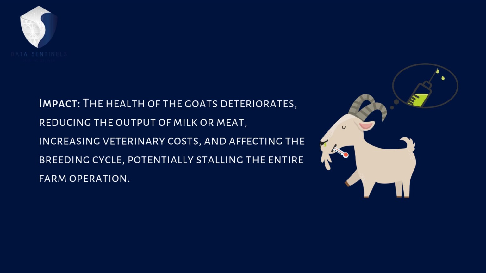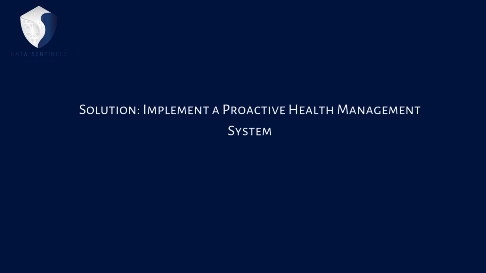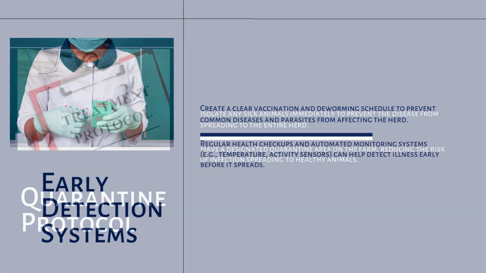So if this is your farm, this is what we would look at in terms of de-bottlenecking that process. We would want to implement a proactive health management system. So you want to have an early detection system that creates a clear vaccination and deworming schedule to prevent common diseases and parasites from affecting the herd. You want regular health checkups and automated monitoring systems, for example, temperature and activity sensors. This can help detect illnesses early before they spread.